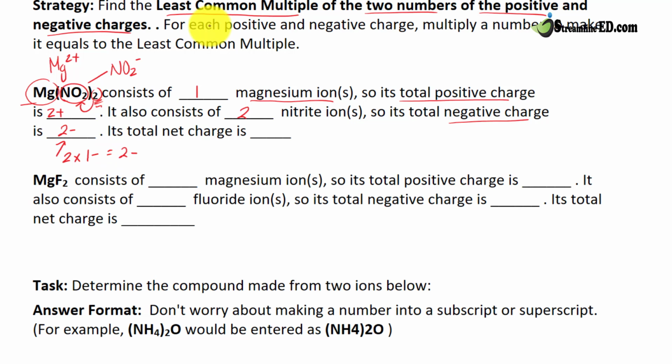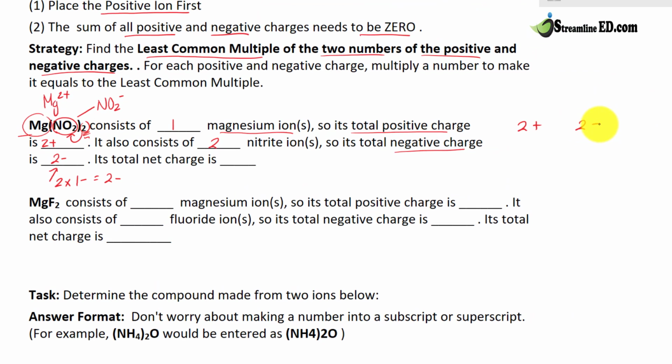And look at step 2. We have a total of 2+ and a total of 2 minus. You add them together, they cancel out, equal to 0. So the net charge, the total charge of positive and negative, is 0. And that is the purpose of ions making compounds: their net charge is equal to 0, and they give you stability as the ions function together in a compound. Let's try another one.